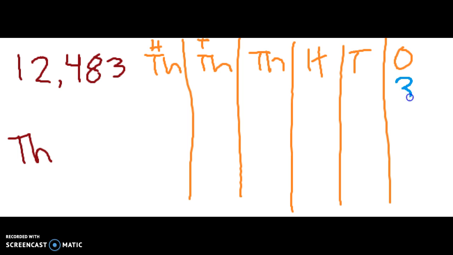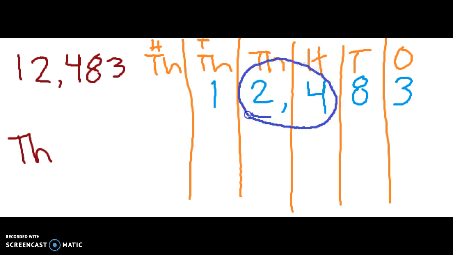Always starting in the ones place and moving our way left. So 3, 8, 4, 12, don't forget your comma, and 1. So rounding to the nearest thousands place, I want to find the number in the thousands place, which would be my 2. I want to circle 2 and 4.